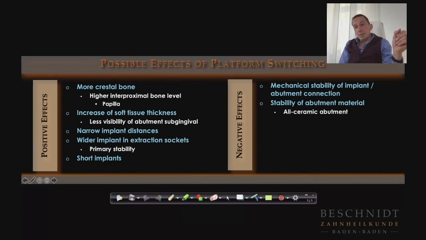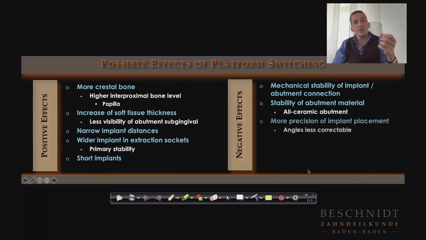If you use all ceramic abutments, at the moment we should use metal internal surfaces because of stability. So we need a combination of metal and zirconia. We need more precision in implant placement because the angles are less correctable because of platform switching.